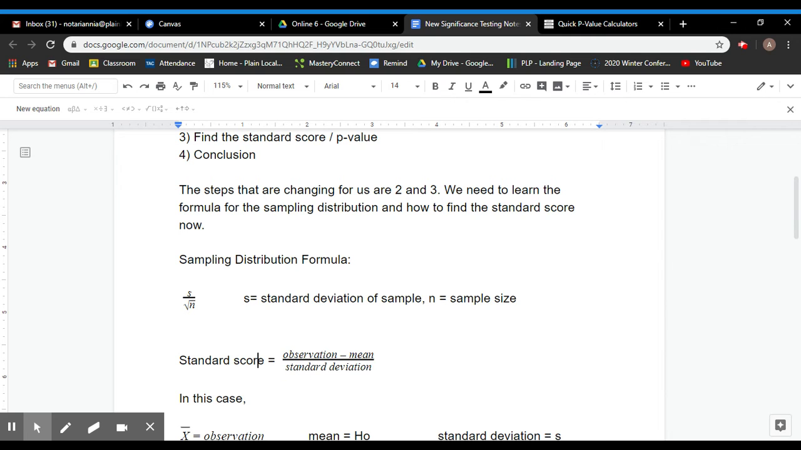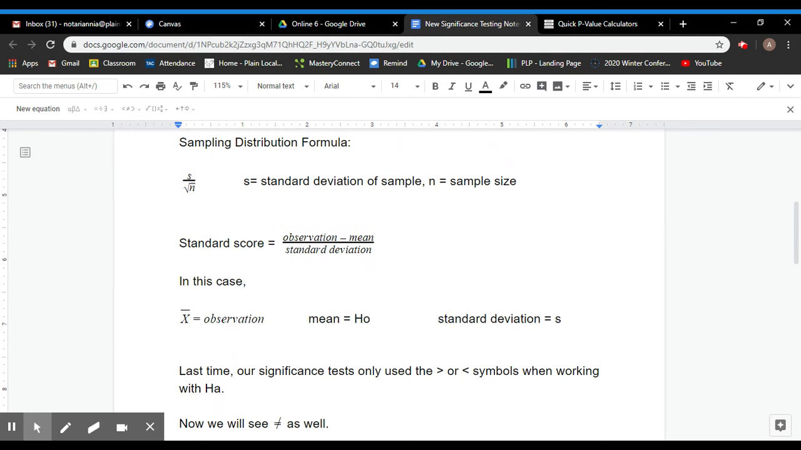Standard score formula doesn't change. It's still observation minus mean over the standard deviation. But now instead of p hat minus p, x bar is whatever x bar is, that's your observation number. Remember x bar from the confidence intervals that we learned in the last video. Your mean is still whatever H0 is. And then standard deviation is, of course, S from the sampling distribution.